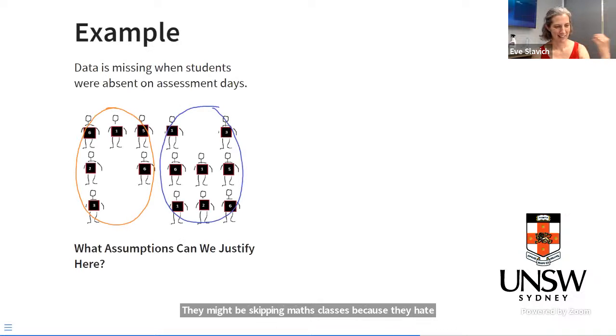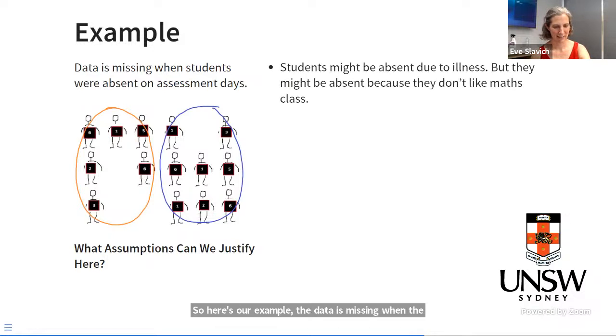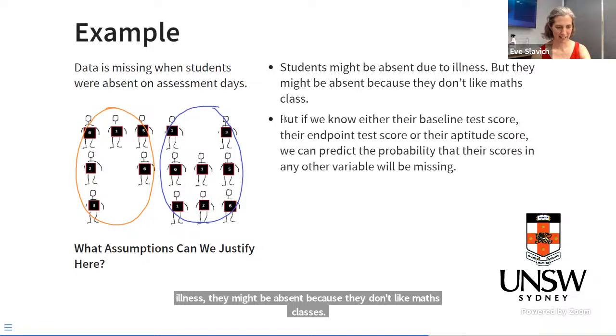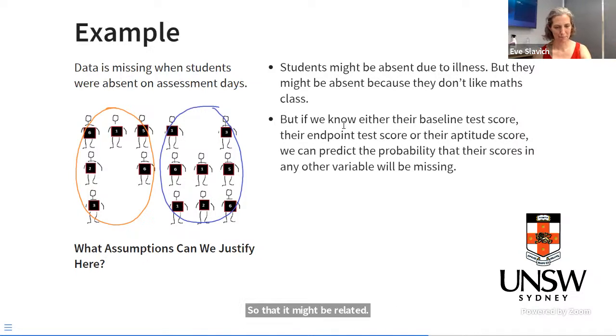So here's our example. The data's missing when the student are absent on assessment days. We can't just justify this, they're absent due to illness. They might be absent because they don't like maths classes. So that it might be related, but we think that if we know their baseline test score or their endpoint test score or their aptitude score, we can predict the probability that their scores in any other variable will be missing. So we're going to assume it's missing at random.